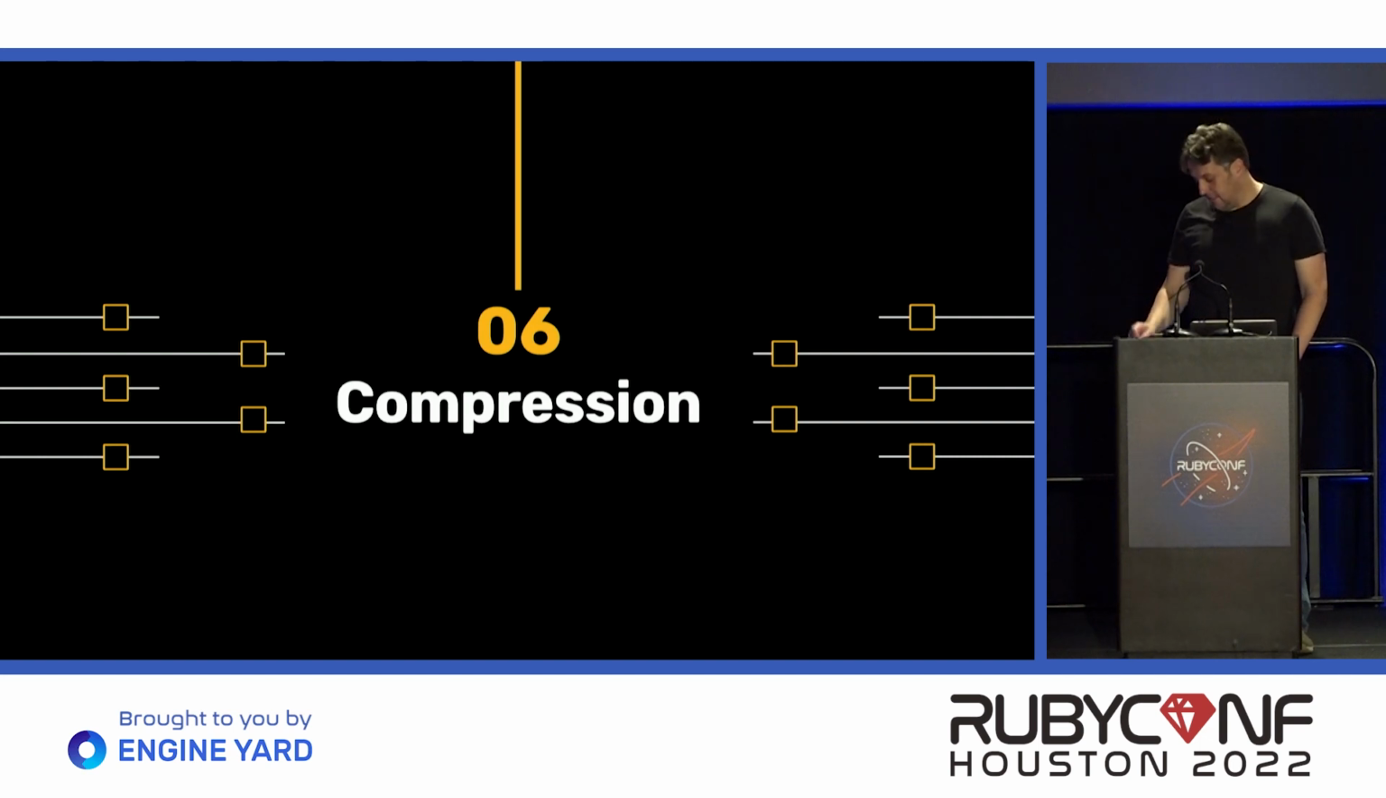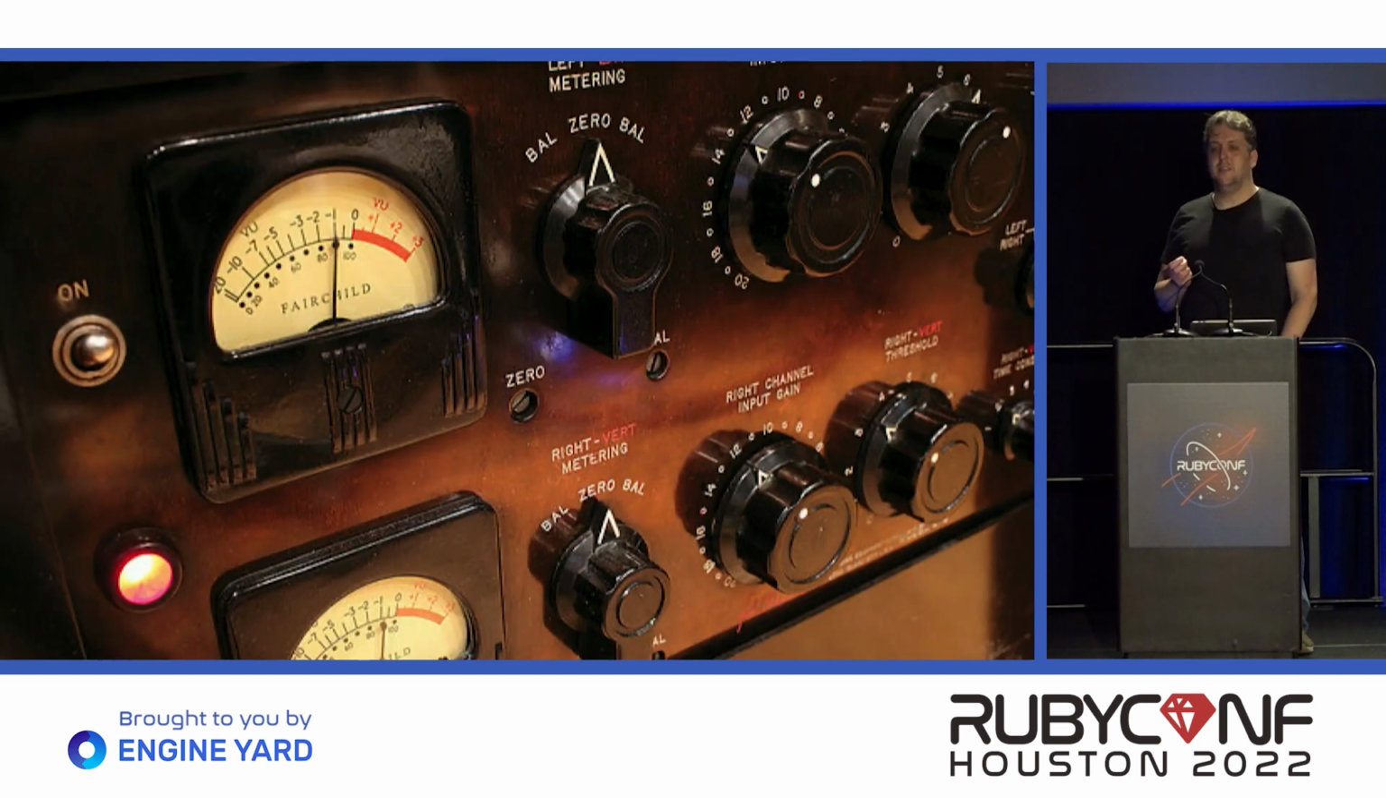Compression is a trick audio engineers use to make stuff sound louder, basically. So you get rid of the peaks, so you can make the whole thing louder. If you listen to stuff on the radio, anything you listen to will be compressed. That used to be done by devices like this one in the past. We can do it with Ruby as well.